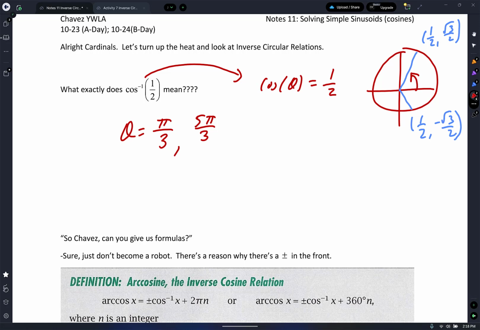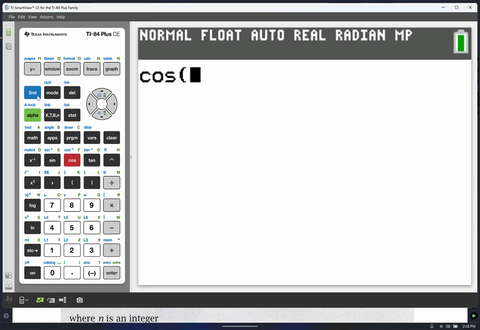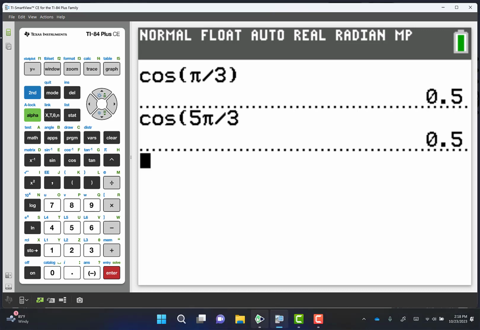Not just those two. Look, if you take your calculator, and I'm going to clear this. If I type cosine of pi over 3, I better get 1/2. I better get 0.5. And you do. If I take cosine and I type in 5 pi over 3, do you get 1/2? Yes. But there's more than that, guys.